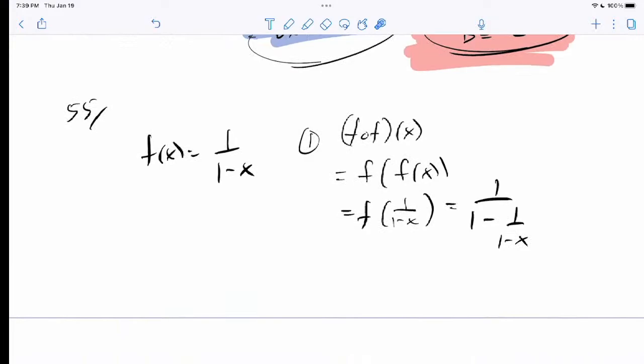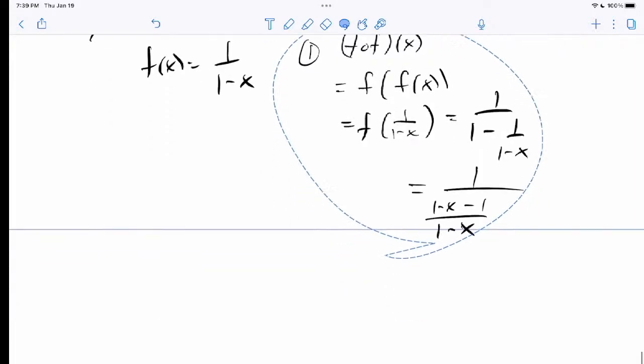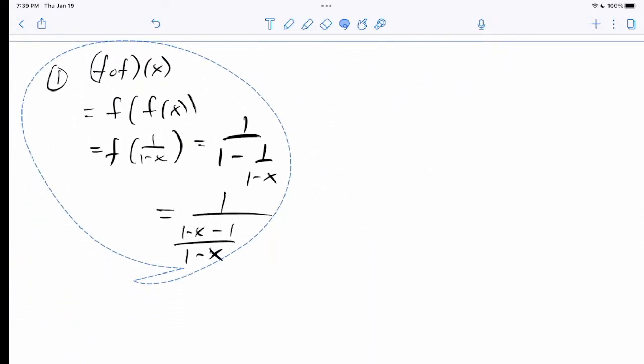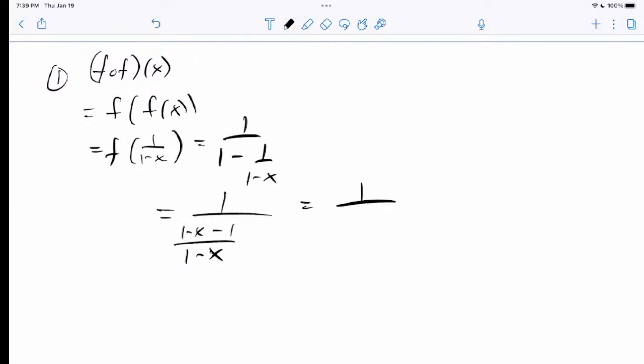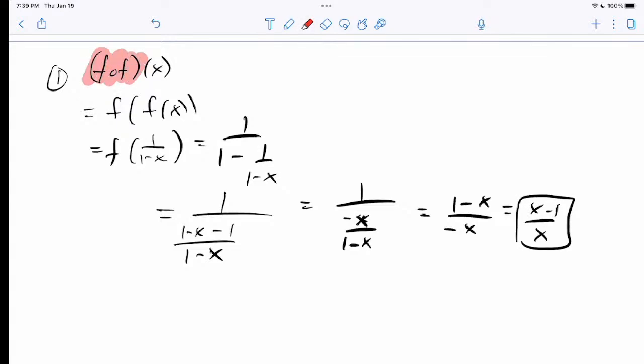For 55 here, Wahab, I'm just doing composition. Everywhere I see an x, I change it to 1 over 1 minus x. So you just have to get a common denominator. It's a bit messy. I'm gonna move this question down here. You just get a common denominator. The ones will cancel. Multiply by the flip. And then push that 1 to the top. And now I know that f composite f at x is x minus 1 over x.